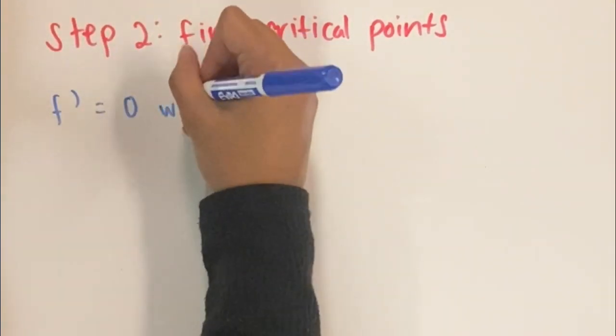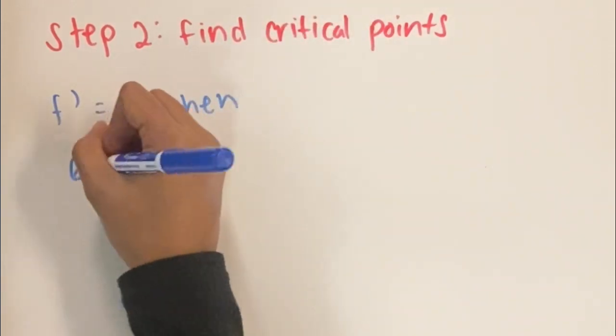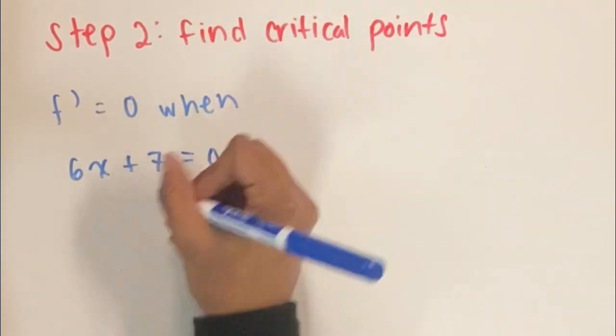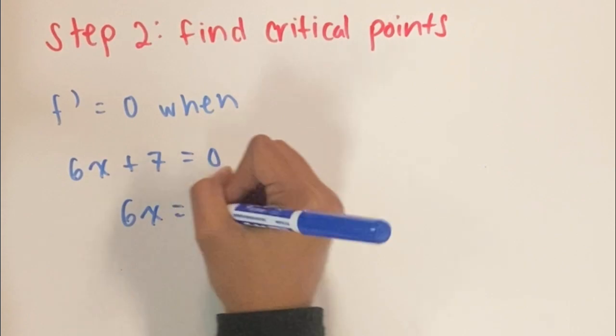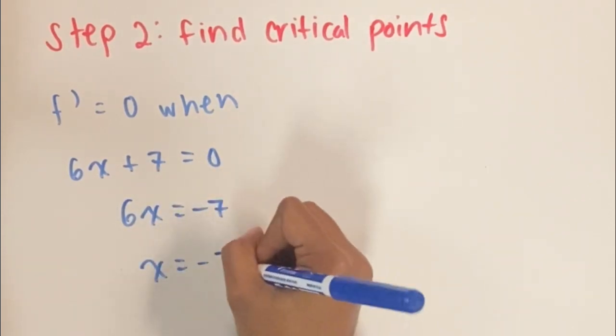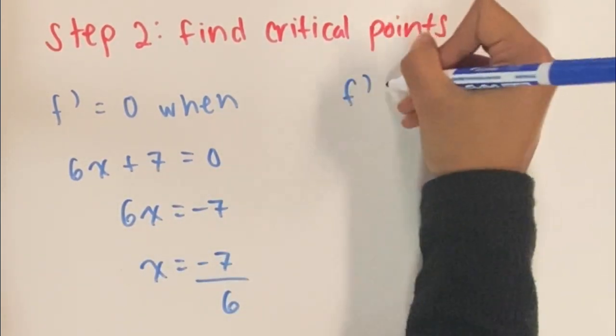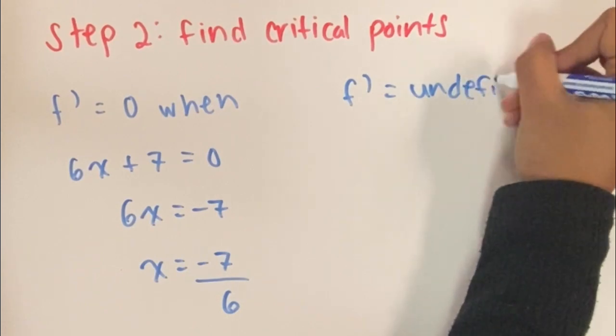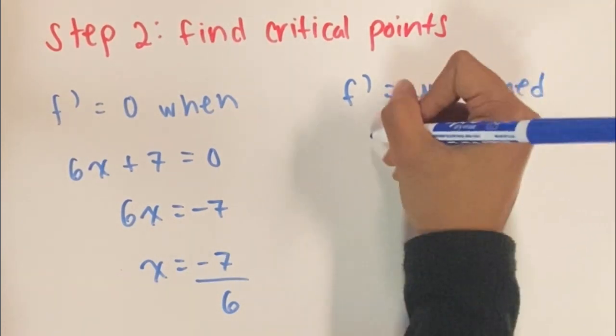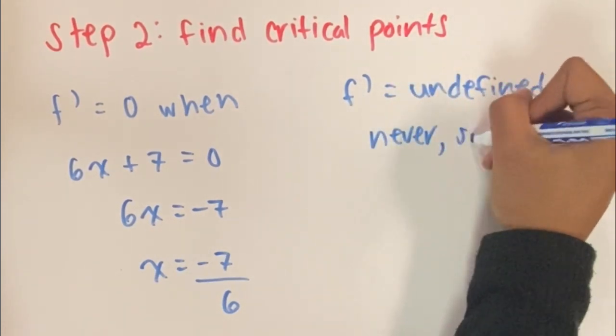Next, we need to find the critical numbers. In order to do this, we can set f prime equal to 0 and solve for x. When doing this, we get x equals negative 7 over 6. Then we find where f prime might be undefined. Since f prime is a linear function, it will never be undefined.